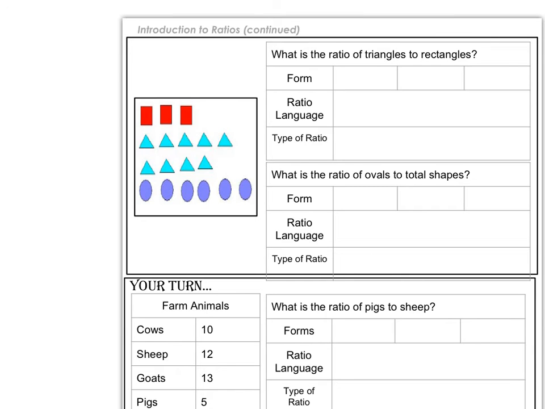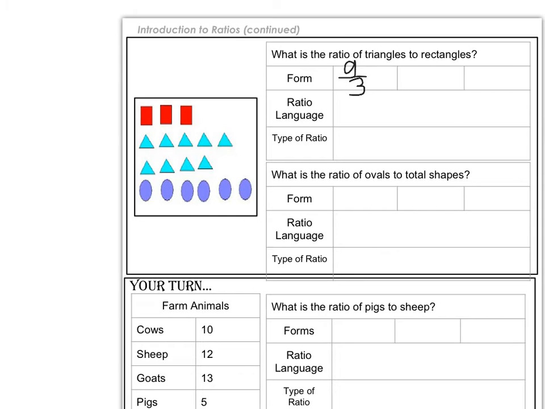Okay, so here we go. What is the ratio of triangles to rectangles? Well, we need to count how many triangles are there. And there's 9. So that is going to be the first number represented in our ratio. So 9 over, we're going to write a fraction. And how many rectangles are there? 3. That is an improper fraction, but that's how we need to write it because it's comparing triangles to rectangles, not rectangles to triangles. So 9 over 3.